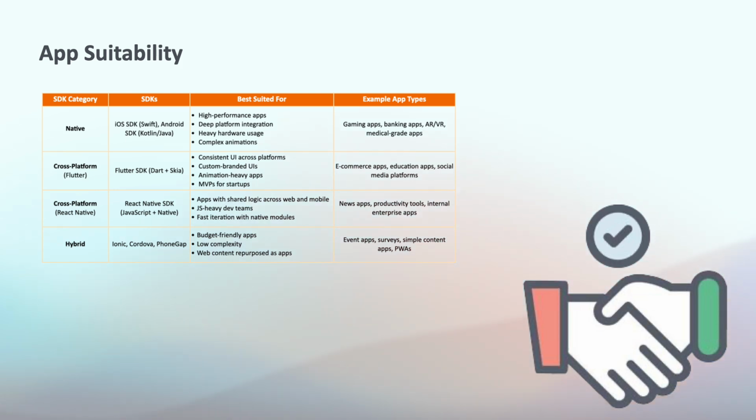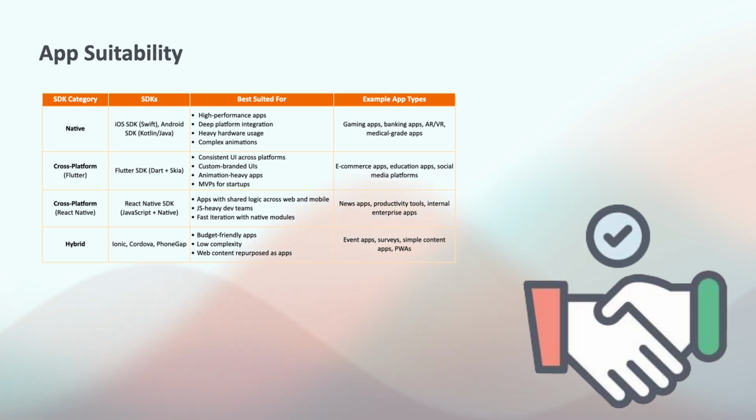If your app is mostly static content like a newsreader, a browser app, or a basic company profile, then a hybrid SDK like Ionic or Cordova might be enough. It's faster and cheaper to build, but not suitable for apps that need animations, offline support, or heavy interaction.